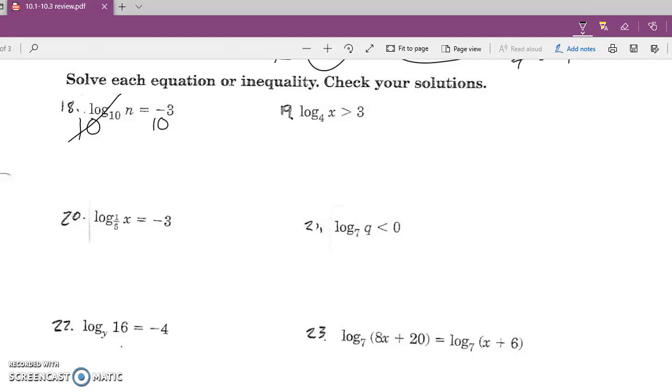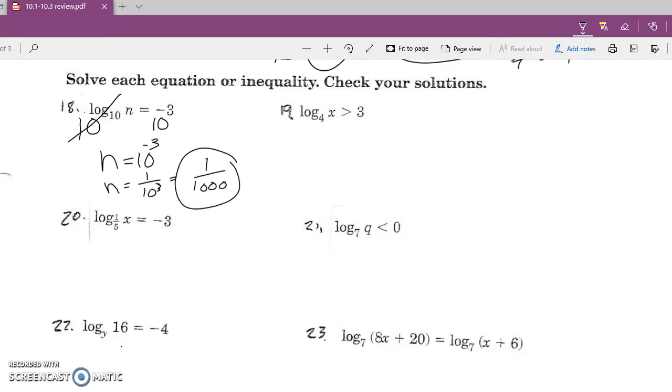Now these will end up canceling each other out, and you just get n equals 10 to the negative 3 power, which means n equals 1 over 10 to the third, which is 1 over 1,000. So I believe the answer to number 8 would be 1,000.